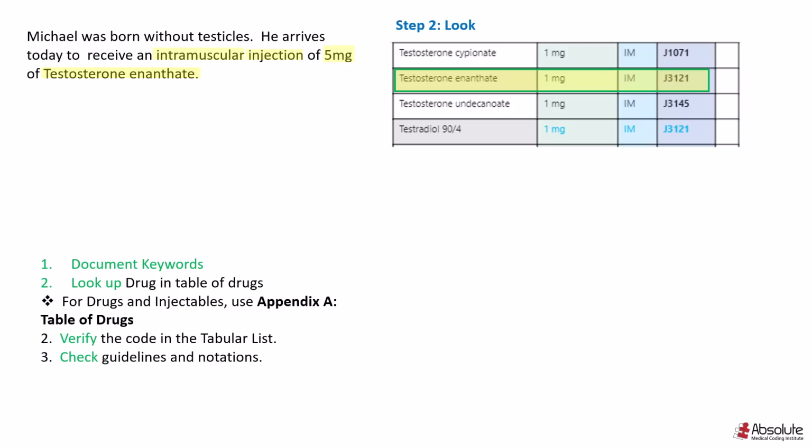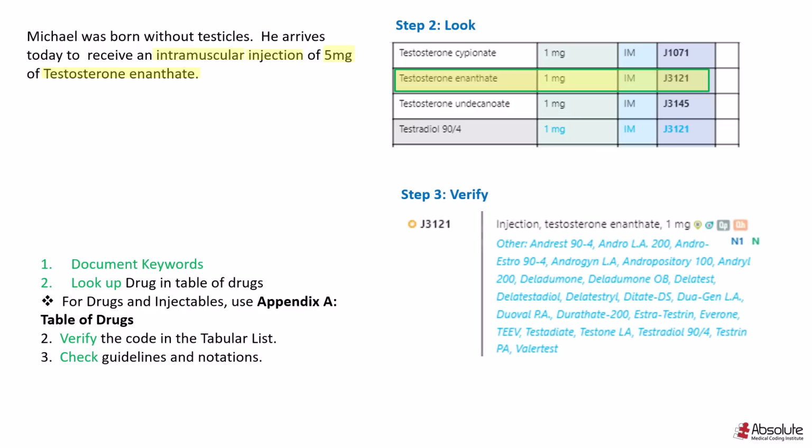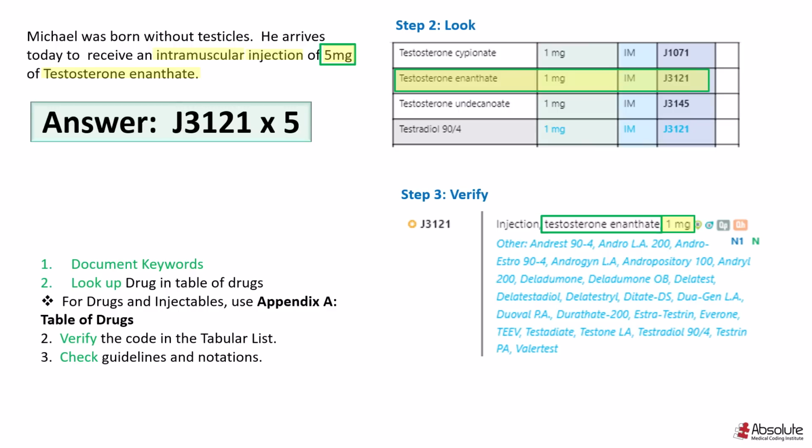Now, step 3. Let's go verify this code in the tabular list. J3121, injection, testosterone, ethanoate, 1 milligram. Wait a minute. The drug is correct, but we are only coding for 1 milligram if we use this code. What do we do? We need 5 milligrams, right? So go ahead and code for 5 milligrams of J3121.